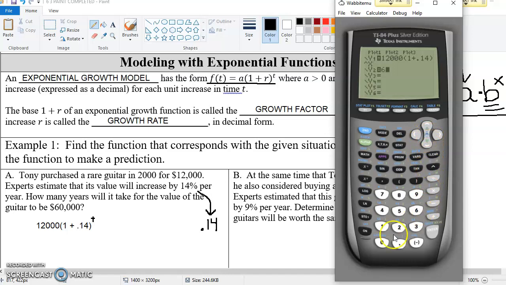But another thing that these calculators can do, which is actually pretty cool, you could just, in the next graph, type in the number 60,000, and it will graph a vertical line at 60,000. And then all you have to do is have the calculator figure out exactly where they cross.